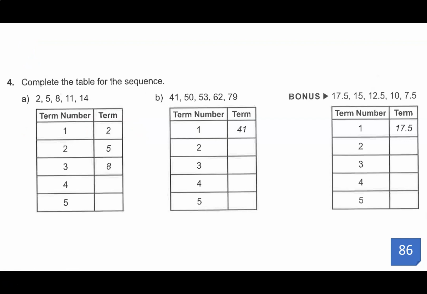Question 4 says, complete the table for the sequence. So you're simply turning this list of numbers and organizing it into a table. So remember, the term number is simply increasing by 1, and that has been done for you. The first number is a 2, the second number is 5, the third number is 8, the fourth number is 11, and the fifth number is 14. Please do B by yourself. You may cross out the bonus.